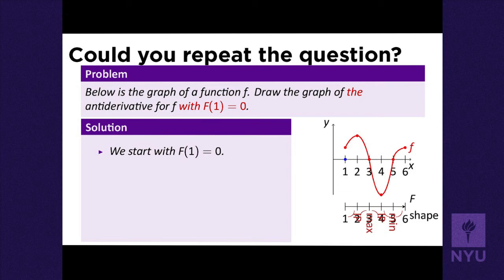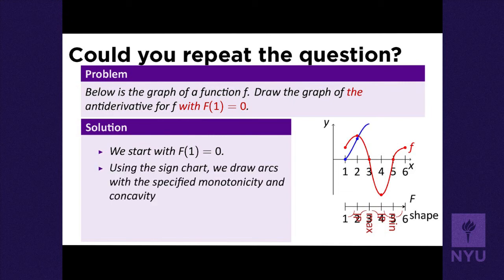So f of 1 is 0. And I know that after 1, the function increases in a concave up manner. So I know that it's going to do something like this until it reaches the inflection point at x equals 2. After that, it's increasing still, but now concave down. So it reaches its local max.